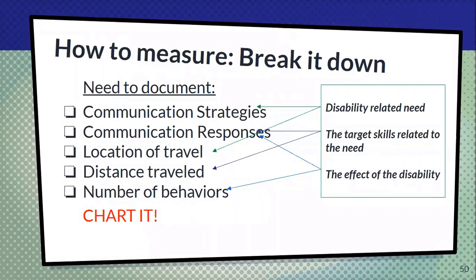Further breakdown, because that's a lot of language to go through. When we reviewed the goal and identified the target behaviors, this was how we broke down what we needed to measure so that we could tell if the student was making progress towards the goal of improving receptive communication skills and that distance of travel.